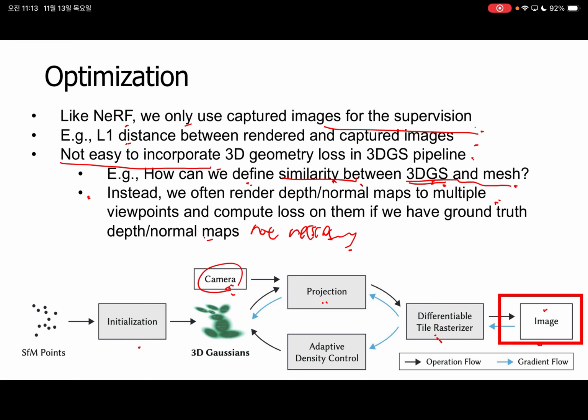But in a casual setting, if we do not have 3D ground truths, we only have images, then that's all. We can compute L1 distance between rendered and captured images.